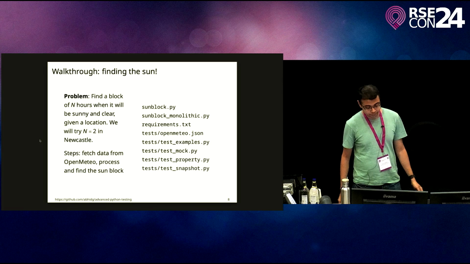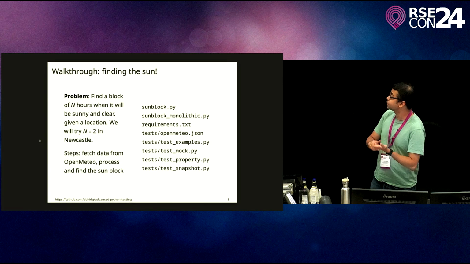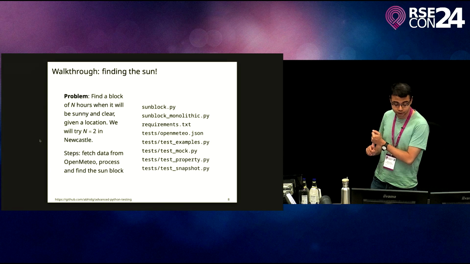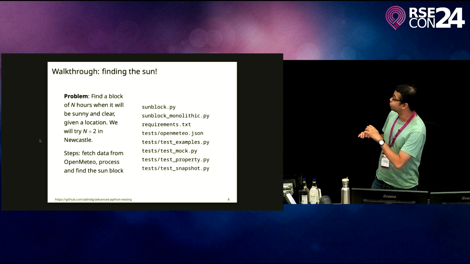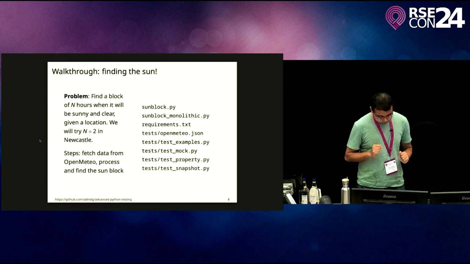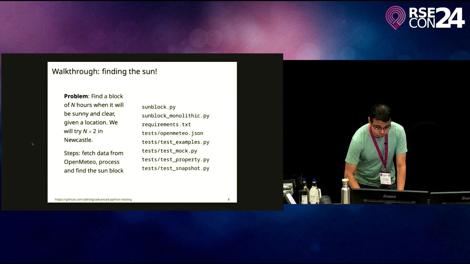I don't know. So the steps are, we'll fetch data from Open-Meteo, which is a very nice free API. We'll process the data, and we'll find the block of sun, right? Okay. So now we'll go to the terminal.